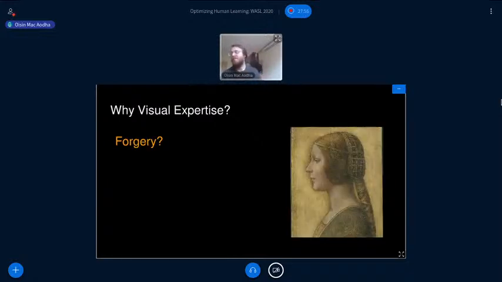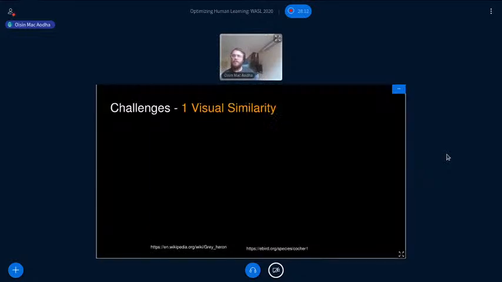Or you might be an art dealer, for example, and you want to make sure that you don't sell a forgery. So, I don't want to belabor the point, but there are clearly many problems in the real world that we face, where being able to understand what we see and being able to communicate that in some kind of semantic label is very important.